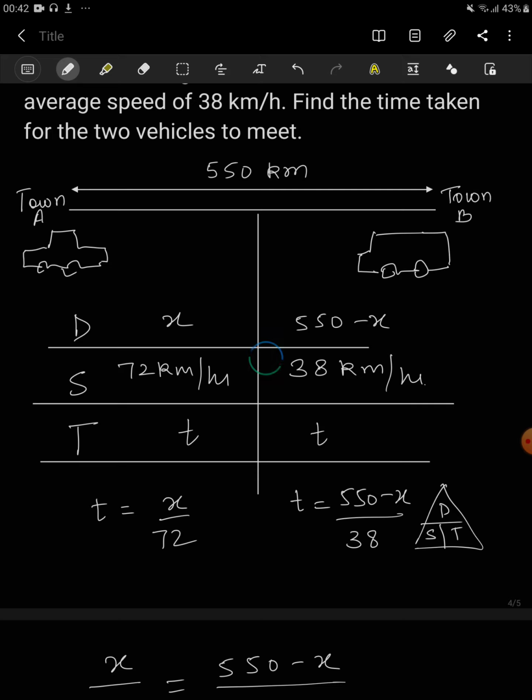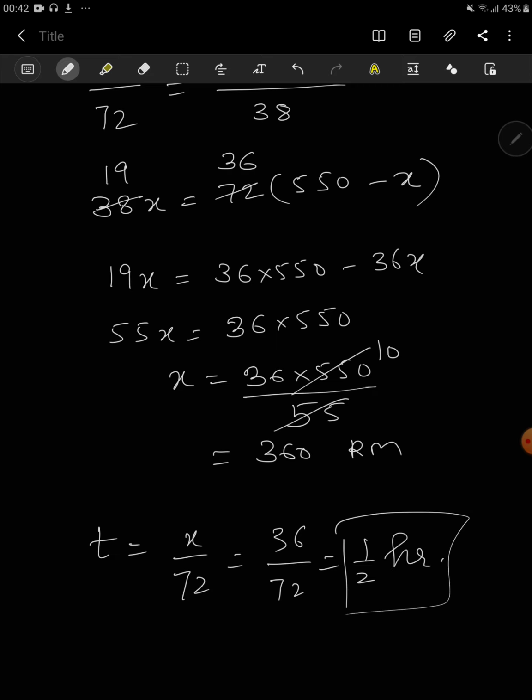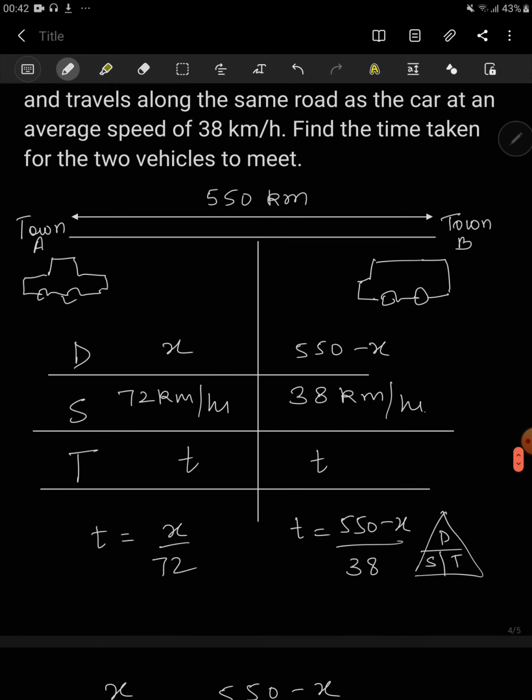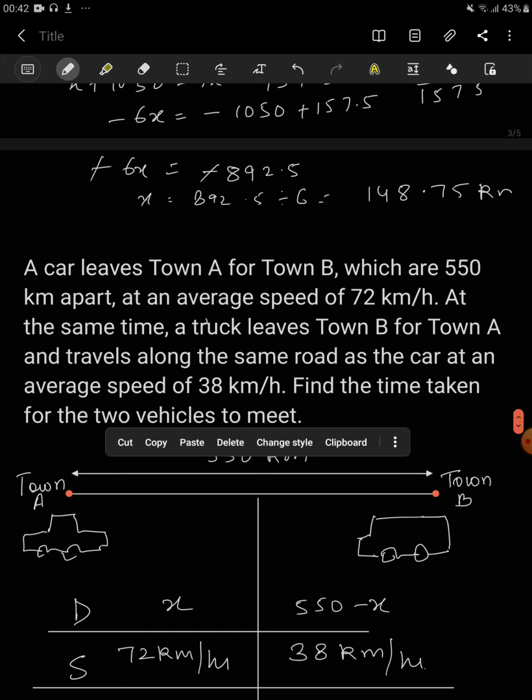Now if I have to again find the time, time is x upon 72. That is 360 upon 72. That is 5. Sorry, that is 36 upon 72, that is 1 upon 2. That is 0.5, half an hour, or we can just write half hour. That's the answer. So after half an hour, both the car and the truck will meet each other at a point where the car has traveled 360 kilometers and the truck has traveled 550 minus 360 kilometers.